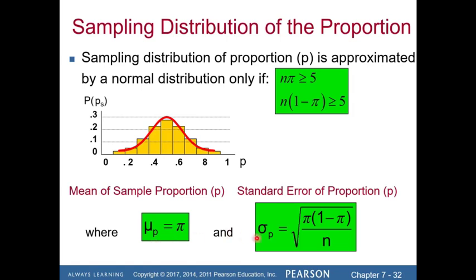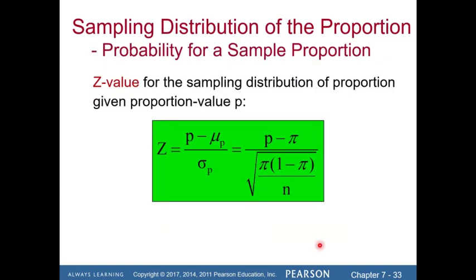The second formula is for the standard error of sample proportion. We use sigma to represent standard error, and we use p to represent sample proportion. So sigma p is the standard error of sample proportion, and this is calculated from the population proportion pi and the sample size n.